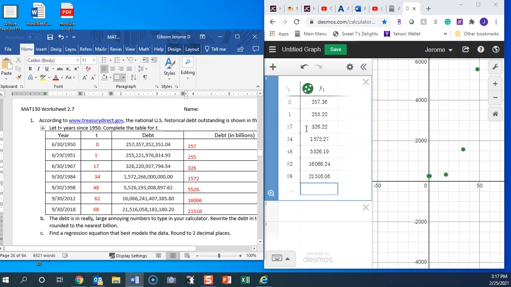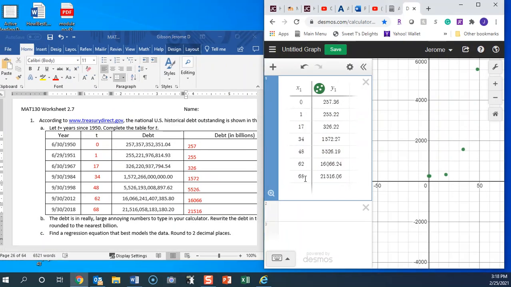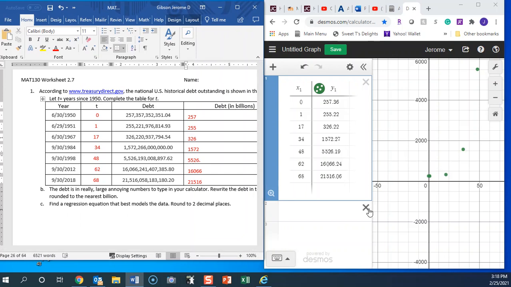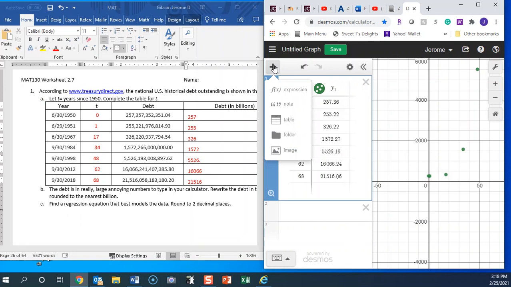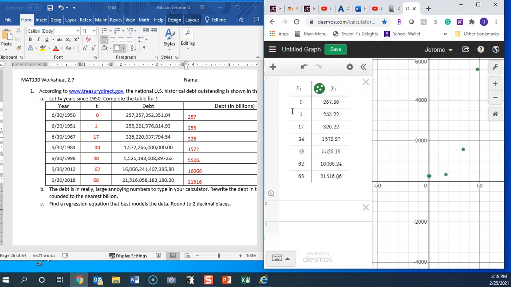Now, we have to come over here to this table, and we're going to put these values in this table. Just in case you don't remember how to do a table, all you have to do is press the plus sign on Desmos and go down to the table. And then it will create the table for you, and then you will fill in the amounts.